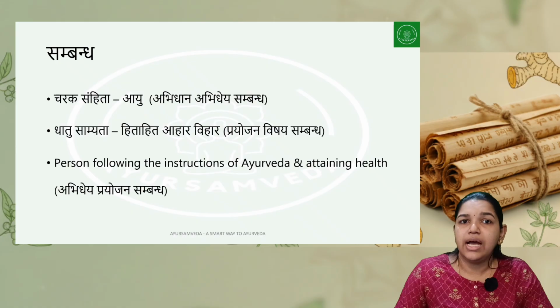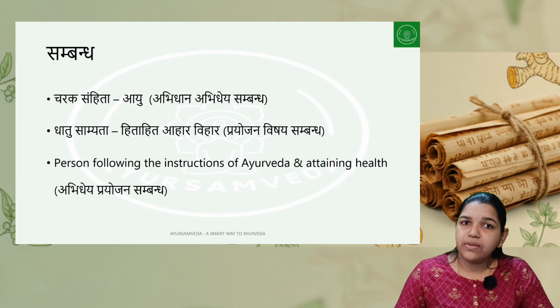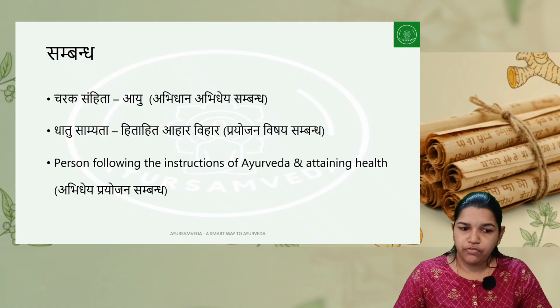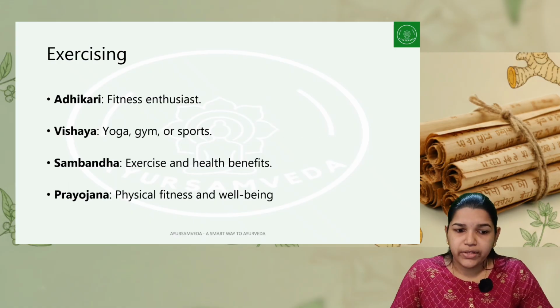That is the Adhikari, then Vishaya and Prayojana, and there will be a Sambandha, or connection, between these. So we can understand the Sambandha, or the relation between all these factors, in a better way. So we will go through some examples.